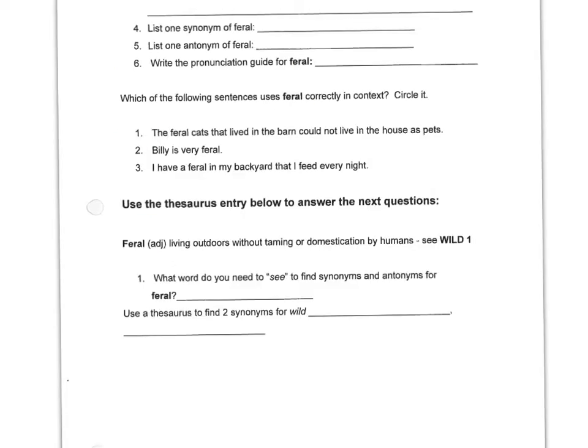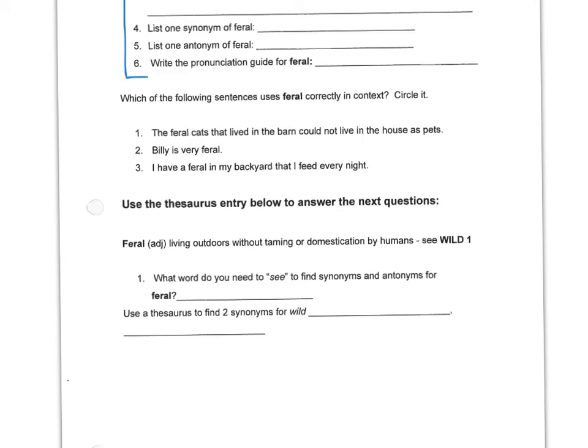Okay, so this is the pretest. I want to point out a couple of things. The first 6 questions, you'll find the answers directly from the feral vocabulary notebook template. You don't need to use a dictionary. You don't need to use a thesaurus. All of the answers for these first 6 questions come directly from that last page.